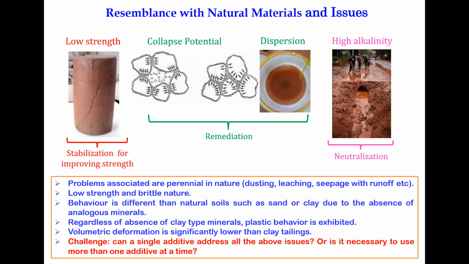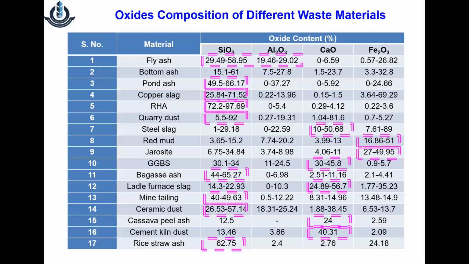But if a waste is posing problems in terms of strength, collapse potential, and dispersion, can we satisfy ourselves with simply amending with a single additive, or do we need to use more than one kind of additive? So this is the answer to be given to all industry by the researchers. And this problem is especially popping up nowadays.